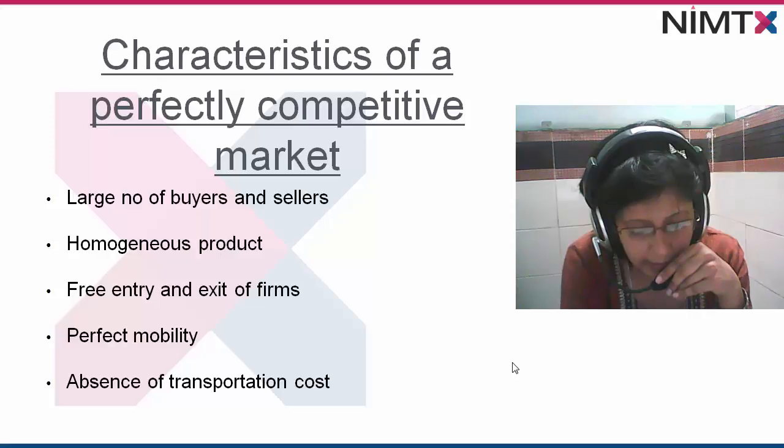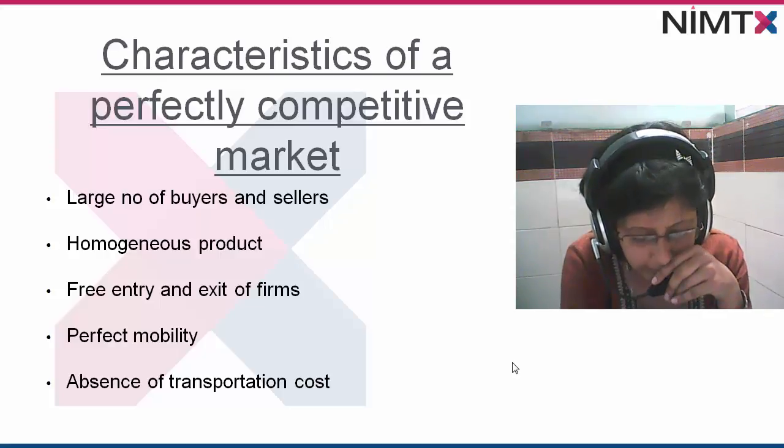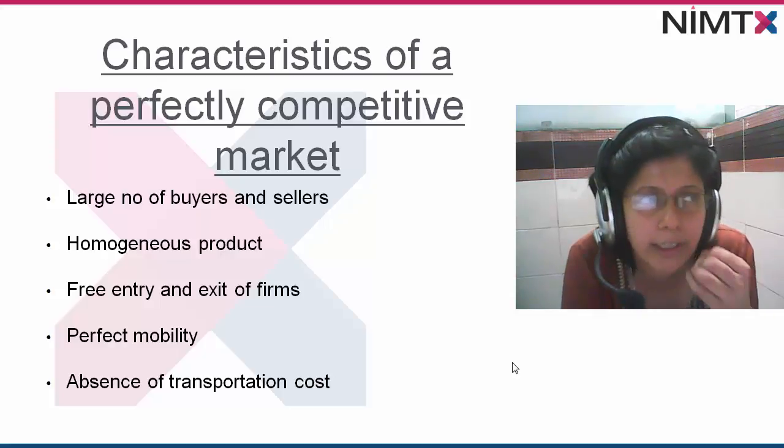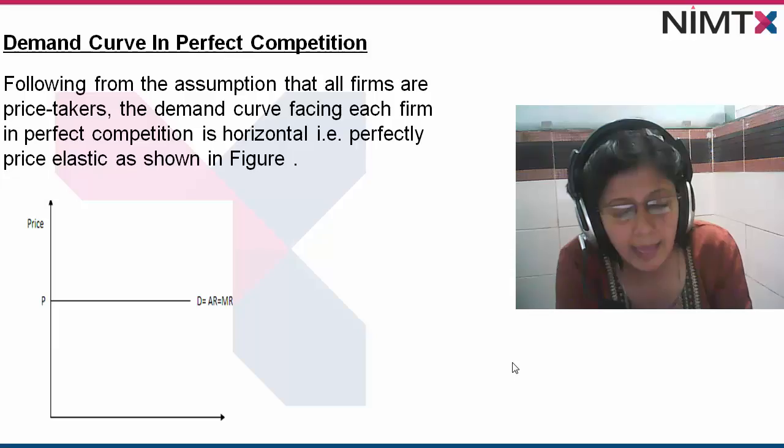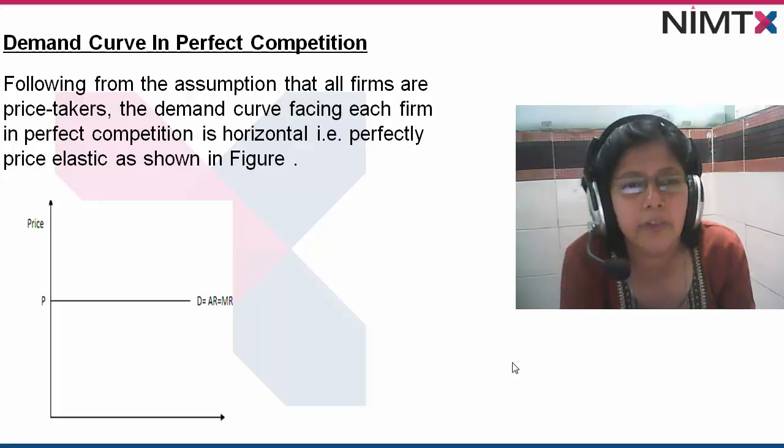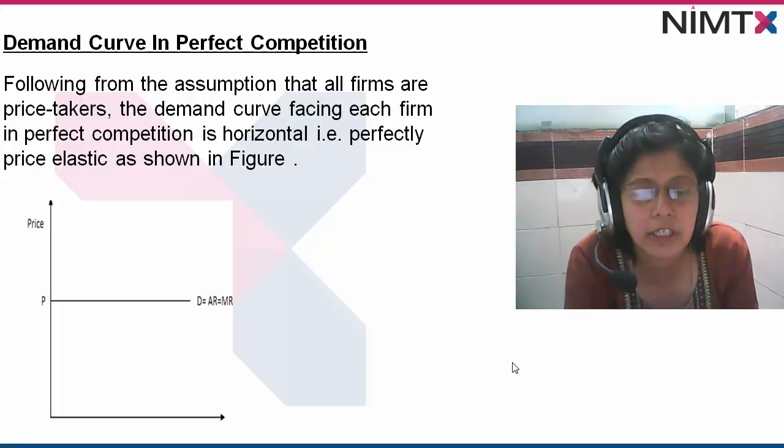as you know that they can influence the price according to their profit maximization. And the demand curve in perfect competition is always horizontal.